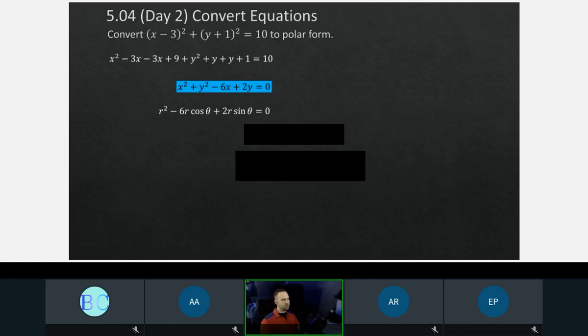Then we are going to move these two terms to the other side, so that way r squared is by itself. And there's a reason why we're going to do this. So we're going to add 6r cosine theta to both sides, and we're going to subtract 2r sine theta from both sides. And then our final step, you want to guess what our final step is? Yep, Caitlin's right. Divide everything by r.